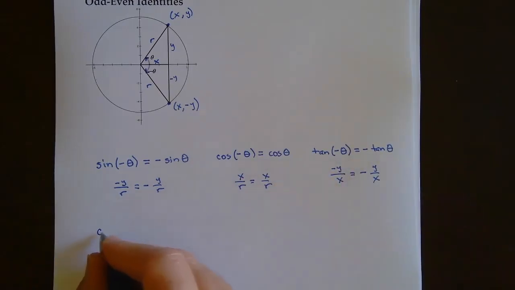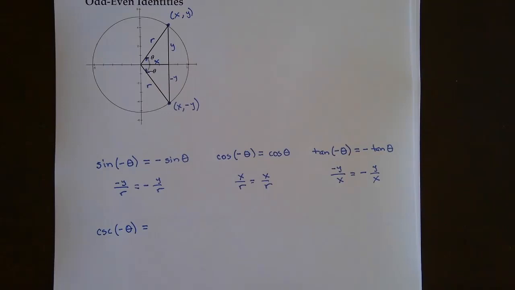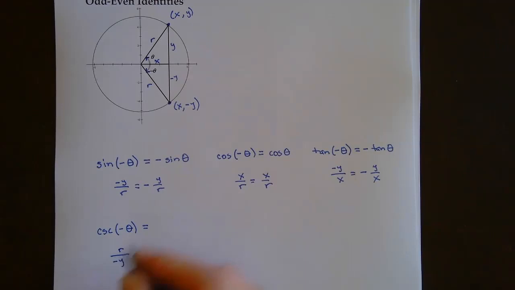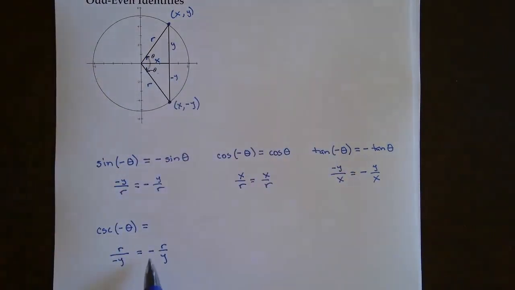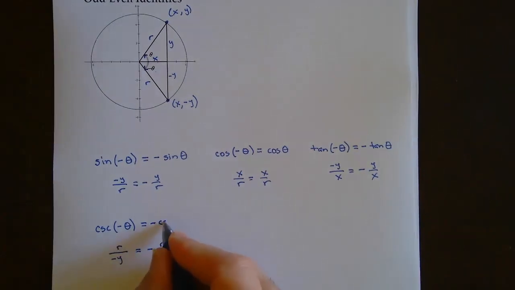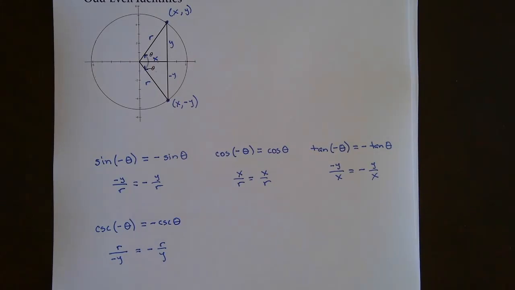So how about cosecant of negative theta? What is that equivalent to? Is it equivalent to negative cosecant theta, or is it equivalent to cosecant theta? Cosecant of negative theta, that's the reciprocal of sine, so this is going to be r over negative y, because we're using the negative theta angle. Well, r over negative y could be written as negative r over y. And what is r over y? Well, r over y is cosecant of angle theta with a negative in front, so negative cosecant of theta.